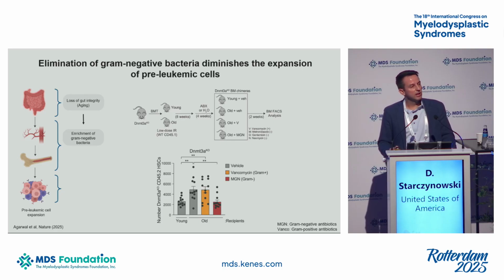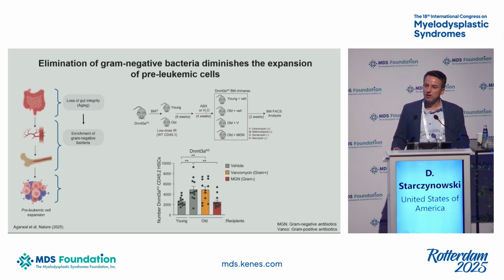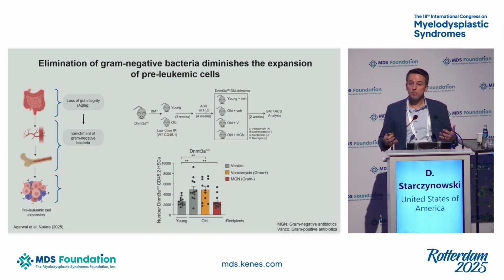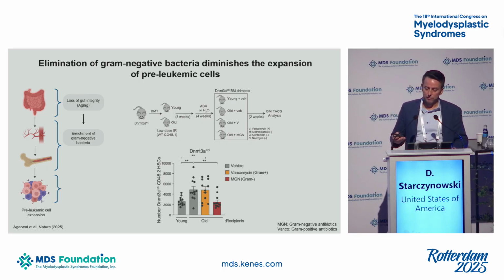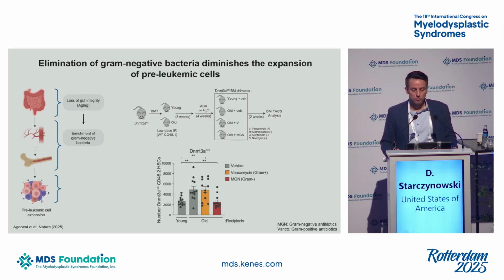So we wanted to understand whether this increase in gram-negative bacteria might be contributing to the expansion of these cells, and here we used an antibiotic treatment experiment to diminish the amount of either gram-positive or gram-negative bacteria. We used a variety of antibiotic cocktails, as shown here. V represents vancomycin, which preferentially targets gram-positive bacteria. MGN is a cocktail of 3 antibiotics that preferentially targets gram-negative bacteria.